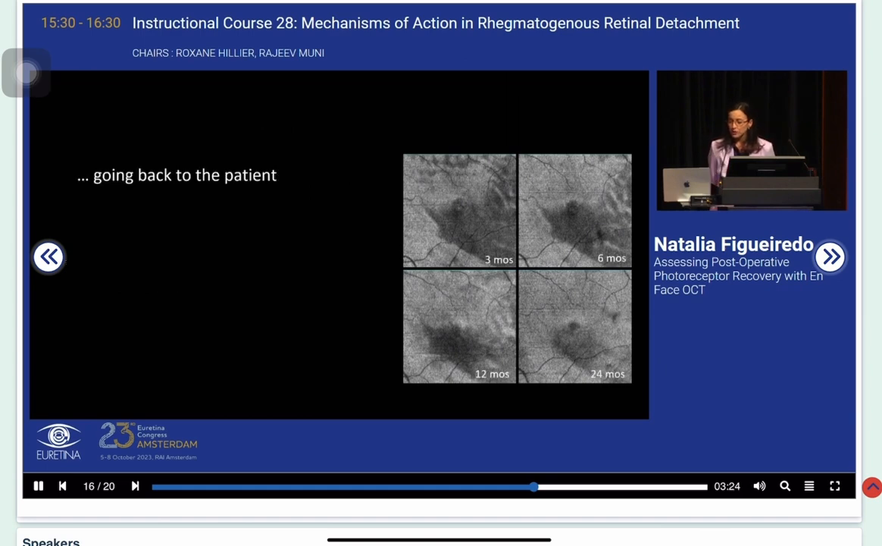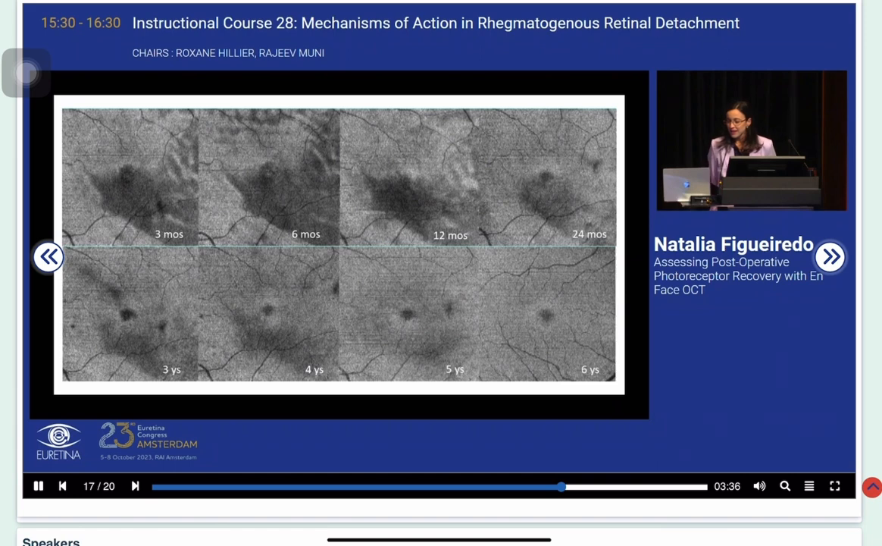So going back to the patient that we showed in the beginning of the presentation, we can see a gradual reduction over 2 years in the hyperreflective region. However, we still find it at 24 months. And in the study, the long-term follow-up assessment identified a significant reduction of the hyperreflective area over a period of at least 4 years, as shown in this image.